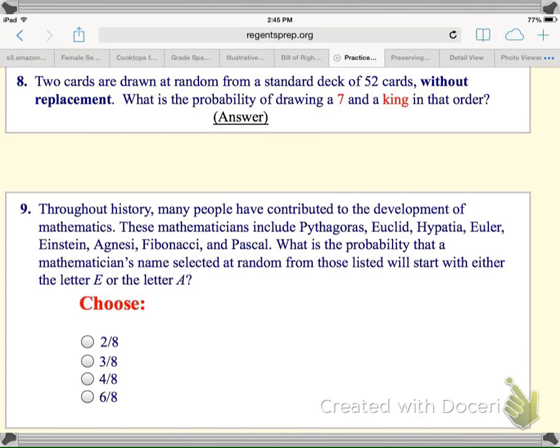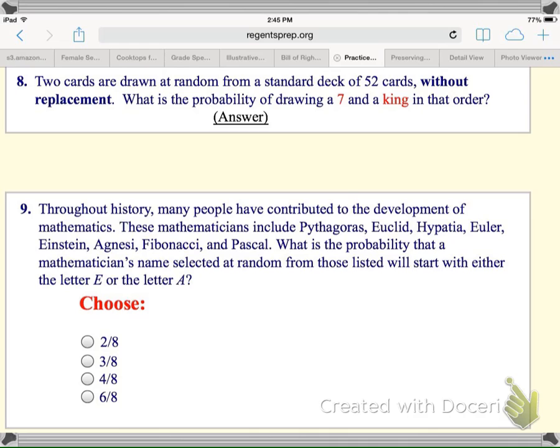Here, our last problem says, throughout history, many people have contributed to the development of math. These mathematicians include Pythagoras, Euclid, I think that's Hypatia, Euler. I know it looks like Euler, and a lot of people pronounce it Euler, but I looked it up one time and it's pronounced Euler. Einstein, Ignacy, Fibonacci, and Pascal.